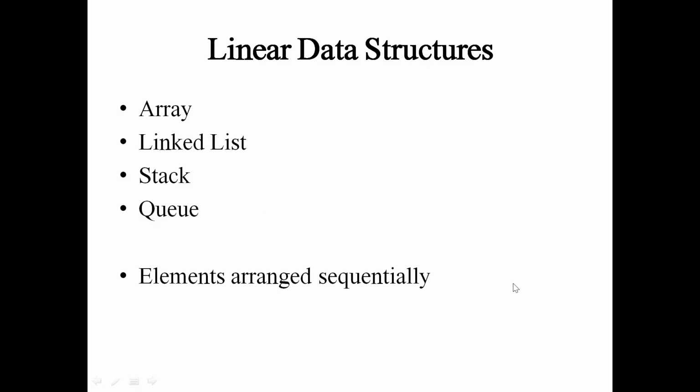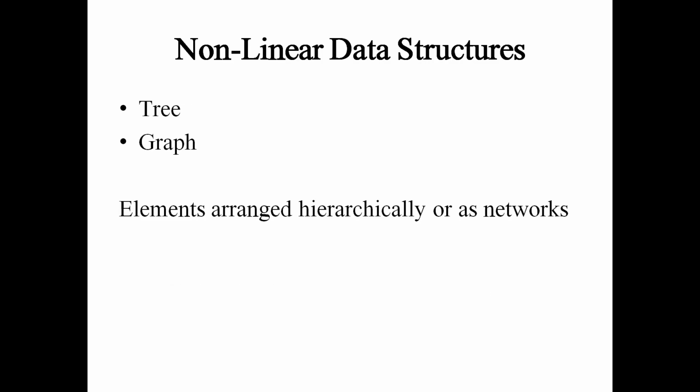The second category is non-linear data structures. Here elements are not arranged sequentially. Instead, they form hierarchical structures or network-like relationships. Examples include trees and graphs. These structures are extremely useful when relationships between elements become more complex.